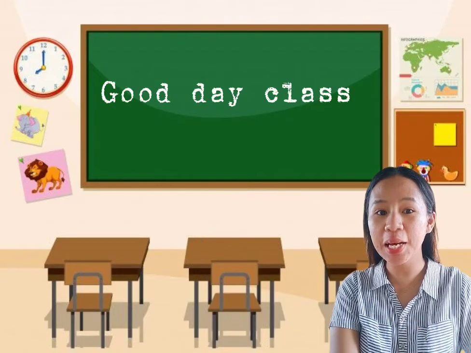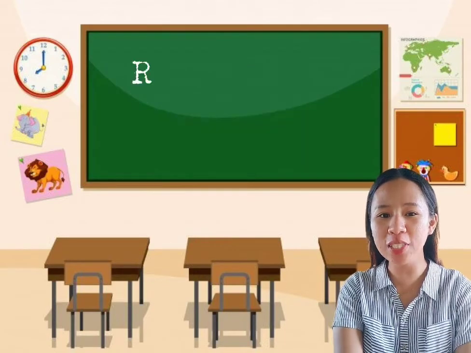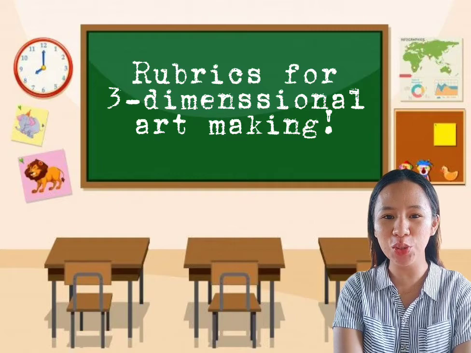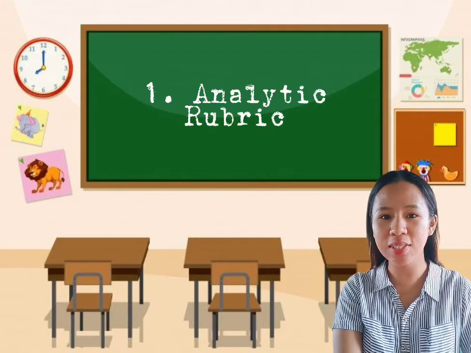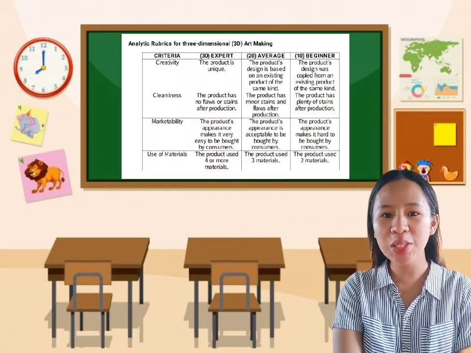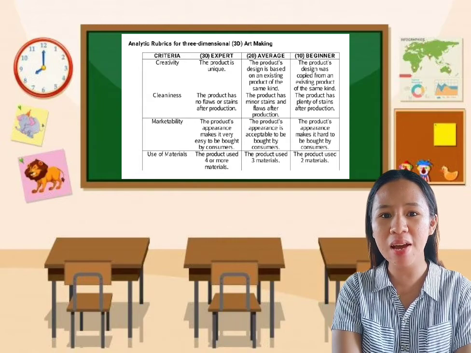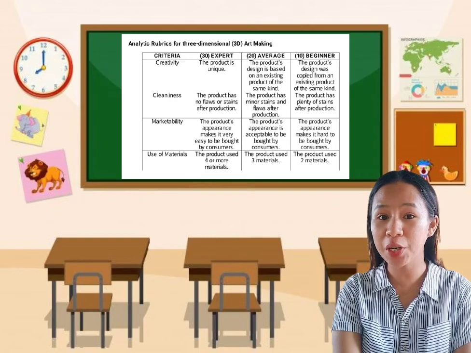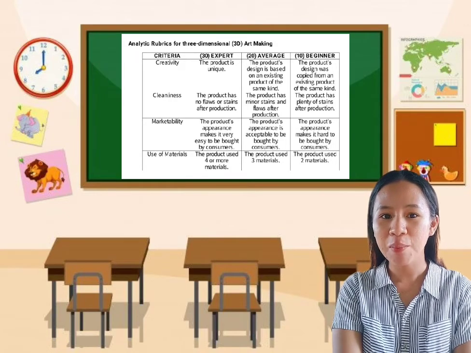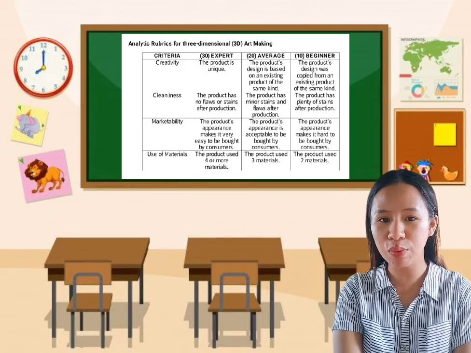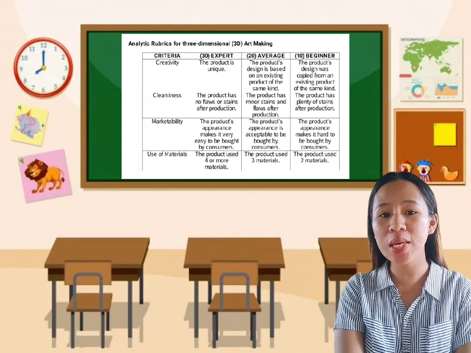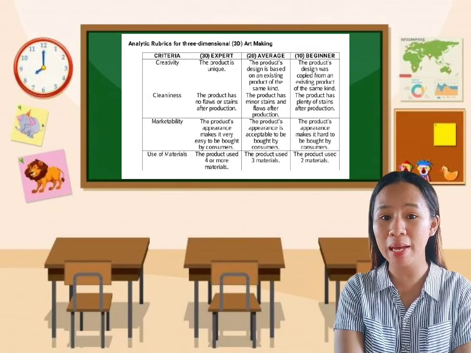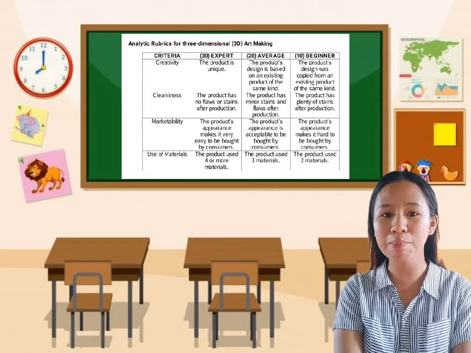Good day, class. I am Teacher Grizel and I will present the rubrics for 3-dimensional art making. First is the analytic rubric. As we can see on the screen, we have the criteria for judging, and these are the creativity of the artwork, cleanliness, marketability, and the use of materials. Also, we have the performance level of expert, average, and beginner.